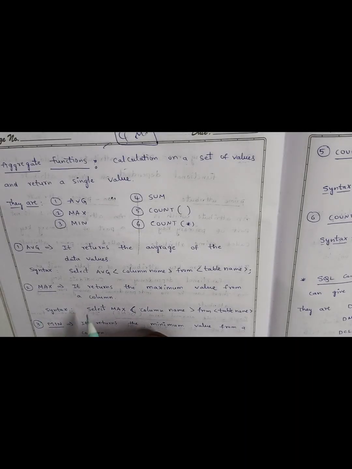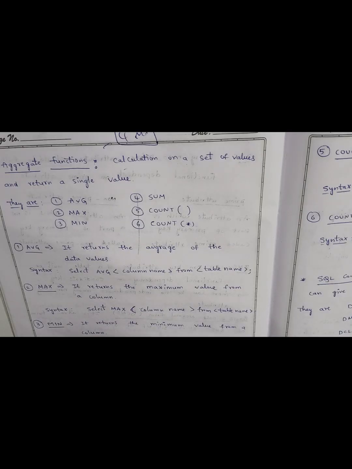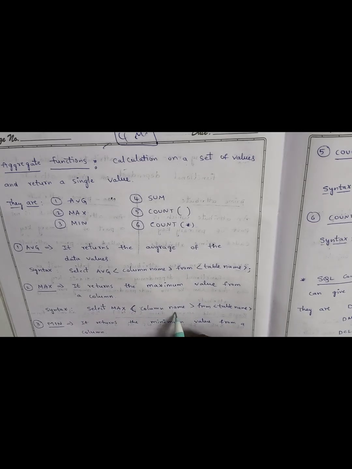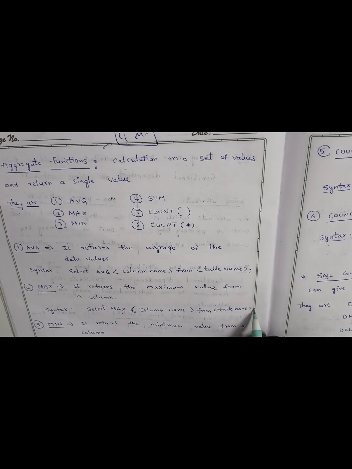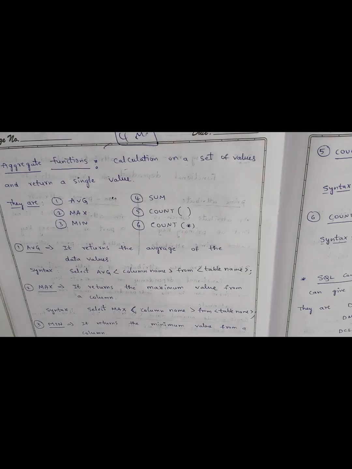Maximum returns the maximum value from a column. If you need a column, the maximum value is given. The syntax is also very important. Select max, in parentheses the column name, from the table name. At last, the semicolon is very important.